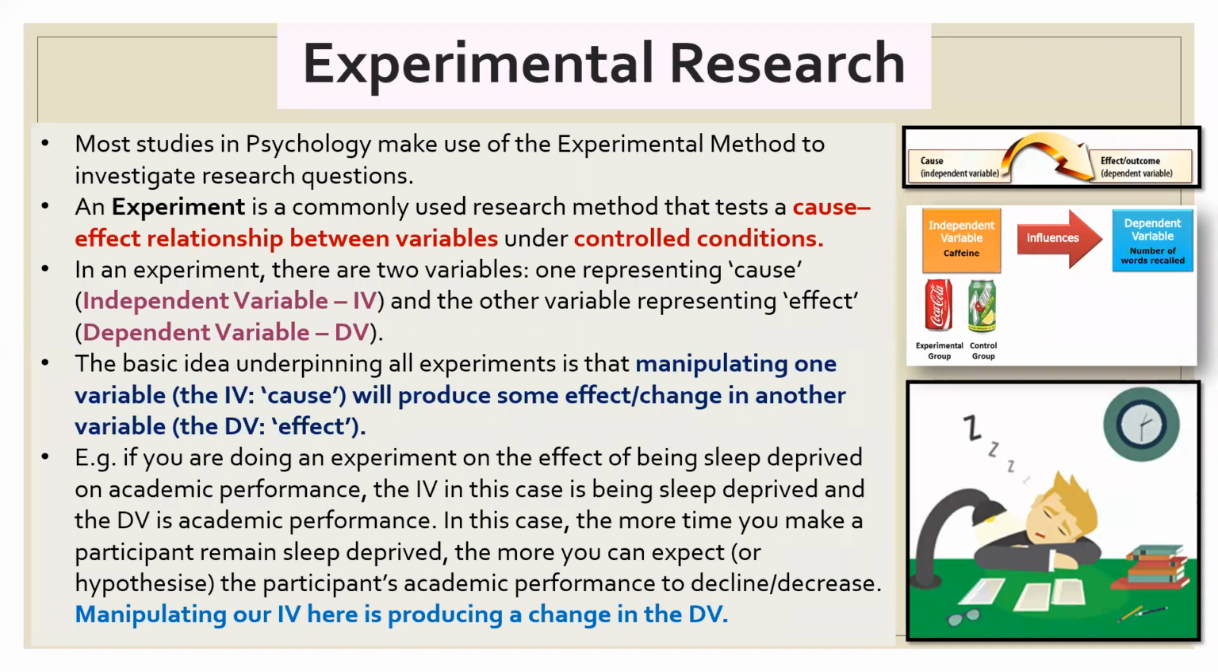So obviously, depending on how many hours I ask you to be sleep deprived, that will have a consequent effect on your academic performance, with the basic idea being that the more hours I asked you to be sleep deprived, the worse your academic performance is going to be, right? So by manipulating that IV, by trying to change that amount of IV, which in this case is sleep deprivation, I am actually producing a change in the DV, which will be your academic performance.